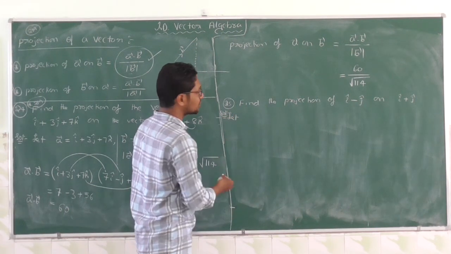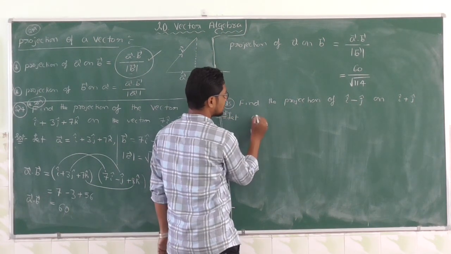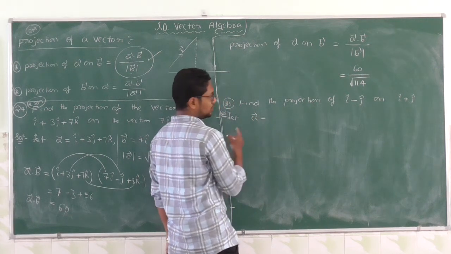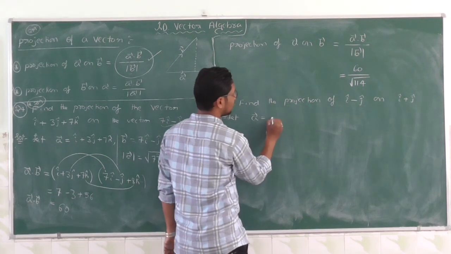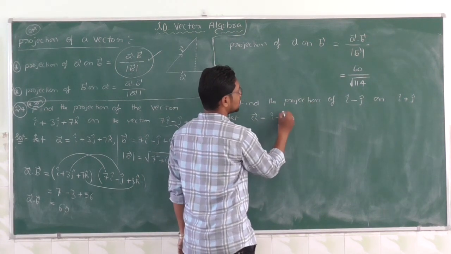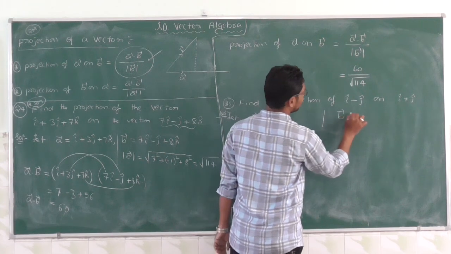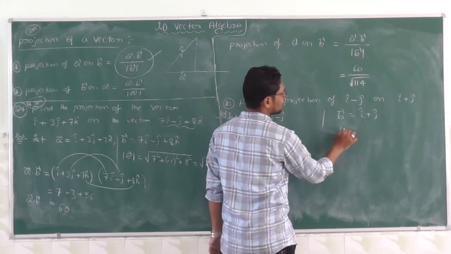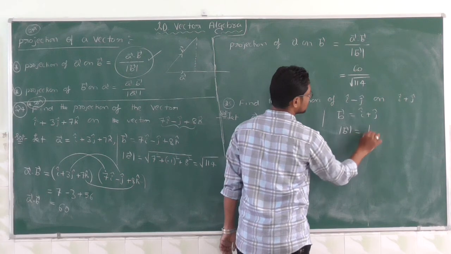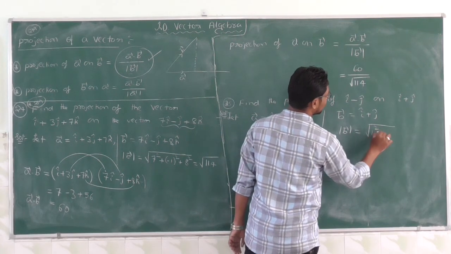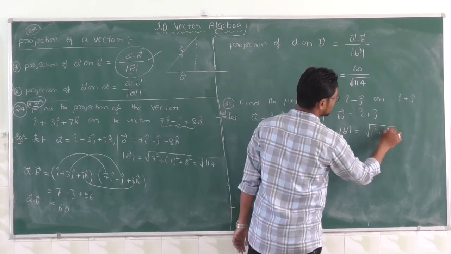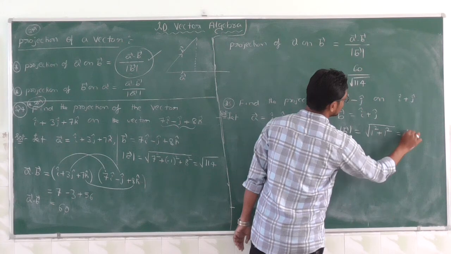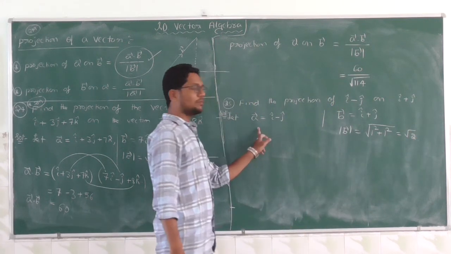This one I will solve because this one is important for 2 marks. Let us consider this vector to be A, I minus j, and this vector to be B, I plus j. We want only the magnitude of B. Find out the magnitude of B, which equals the square root of I component square is 1, j component square is 1, that is equal to the square root of 2.